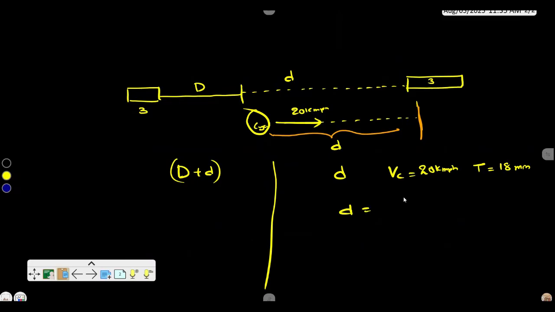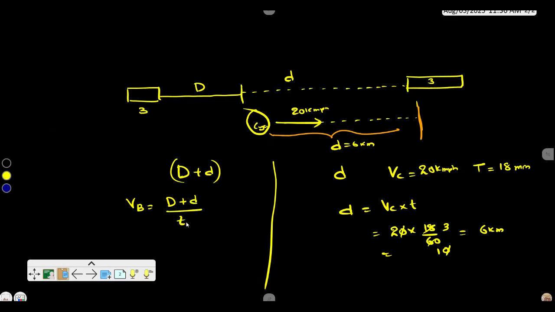So can I write small d distance is equal to velocity into time. Velocity is 20 kilometer per hour into time, which should also be taken in hours. So 18 by 60. Small d distance we'll get, which is how much? 6 threes are 18, so 6 times 20. This and this get cancelled. So it is 6 kilometers. So small d distance is 6 kilometers. In the same time, what is the velocity of the bus? Velocity of the bus is equal to distance traveled by the bus divided by time taken by the bus.